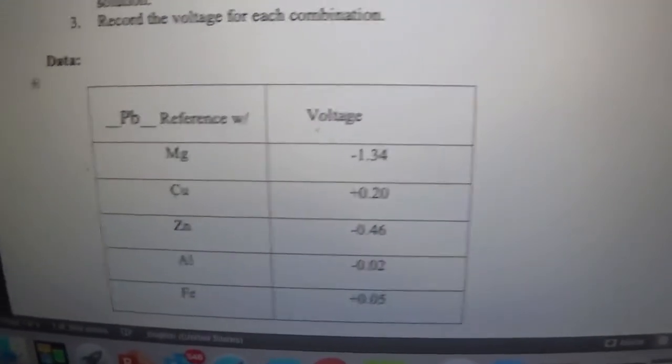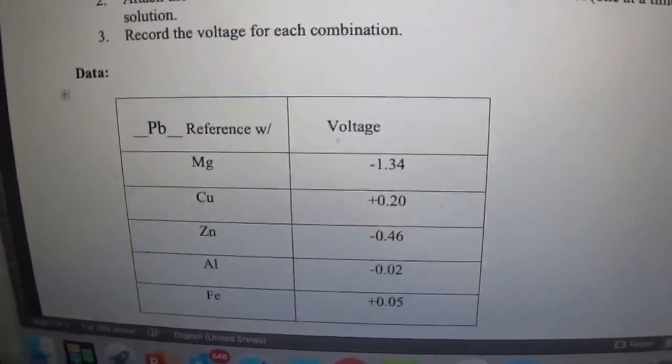Now, we've got all our data. Let's get together and figure out what all this means.